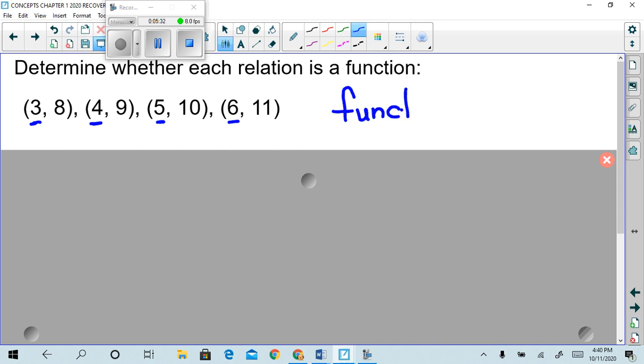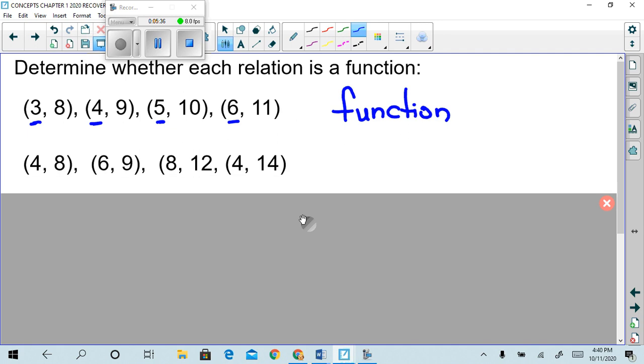Hopefully you'll start to see it a little more clearly now. Let's take a look at another. I'm going to underline my x values. Wait a second, I see that 4 is repeated. Now 4 is repeated, and in this one it goes to 8, and in this one it's paired with 14. This is not a function. Every input can only have one output.